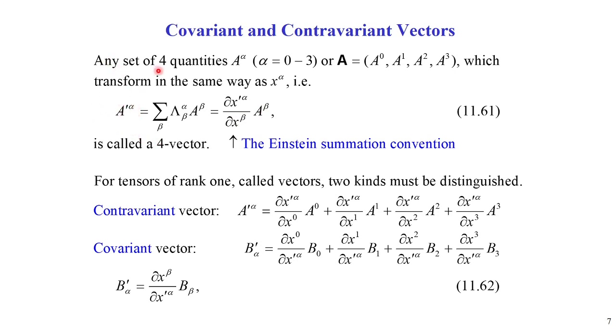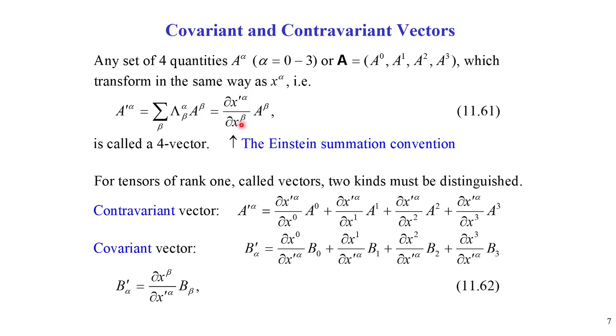That is, any set of quantities which transform in the same way as this one is called a 4 vector. That is, a 4 vector always transforms in this form.